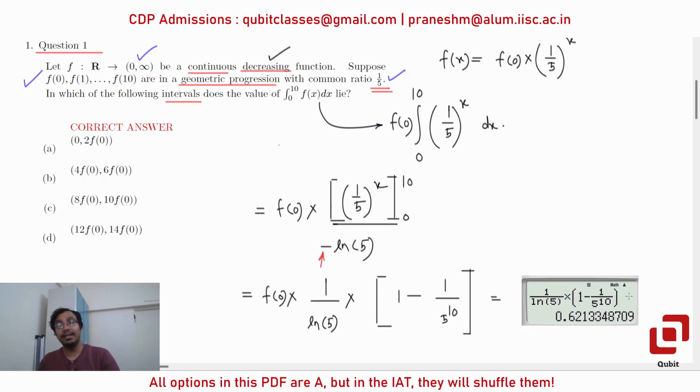So basically the integral's value is this into f of 0, so we need to pick that one. 0.621, so it's less than 1, so it's option A.